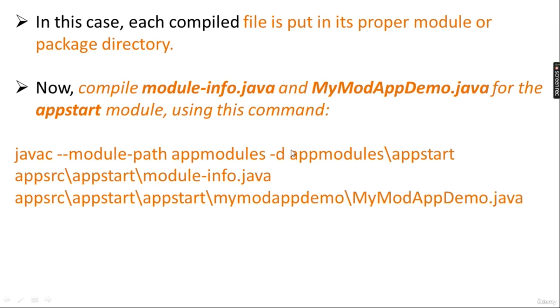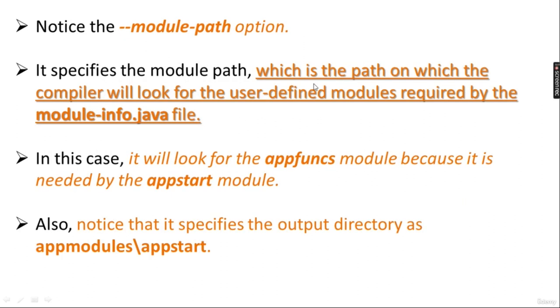They are javac, double dash module path app modules, -d app modules abstract. So everything will be put in app modules abstract. And these are the two files: module-info.java as well as mymod app demo.java.